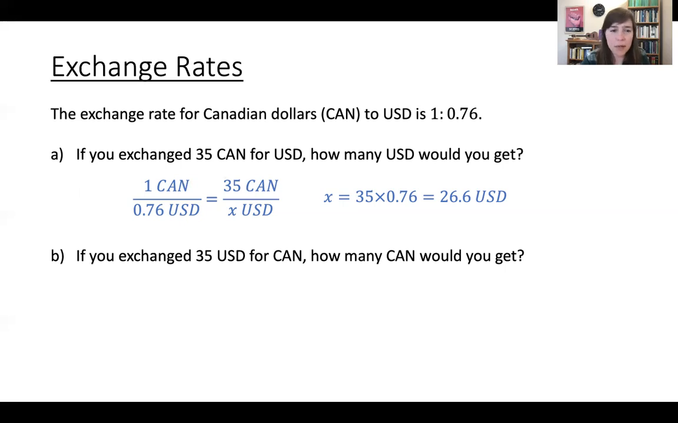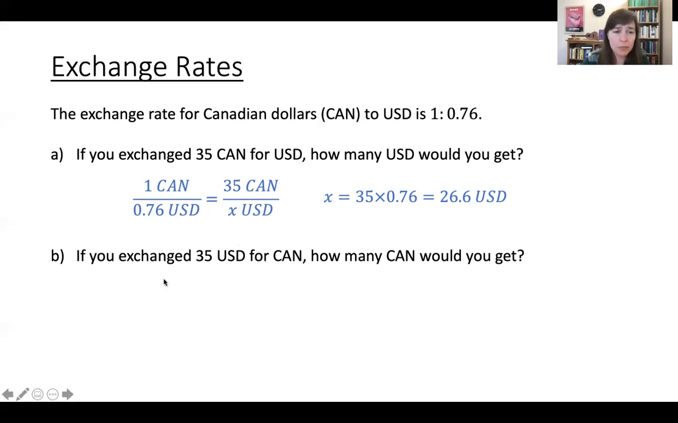Okay, so let's go the other way now. You have 35 US dollars and you want to exchange it for Canadian dollars. How many Canadian dollars are you going to get? And again, ask yourself first, are you going to get more or fewer Canadian dollars for your 35 US? You should get more, because $35 is worth more than 35 Canadian dollars. Your 35 US dollars should get you even more Canadian dollars, because each one is buying more than a Canadian dollar itself.